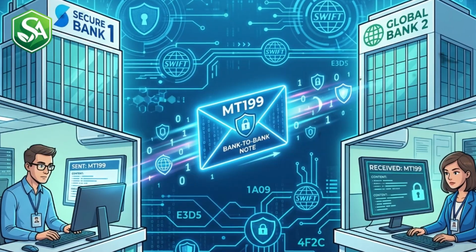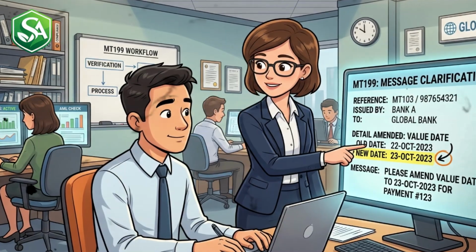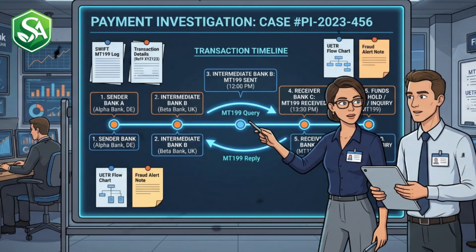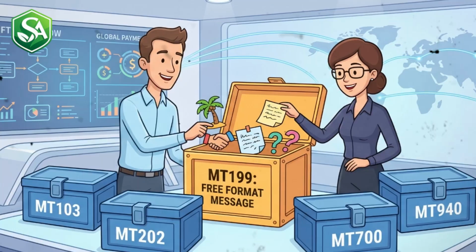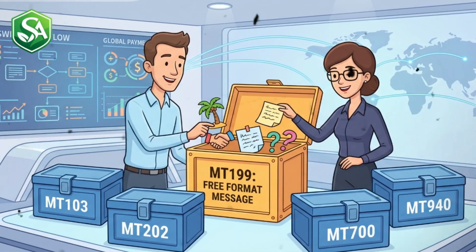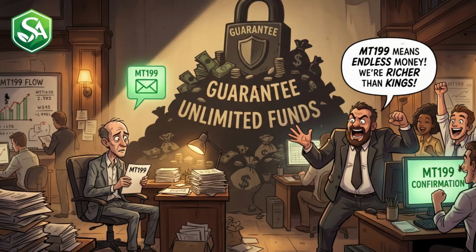It is more like a bank-to-bank note. It can ask a question. It can provide clarification. It can confirm something. It can respond to a situation. It can support a payment investigation. It can communicate information when no more specific SWIFT message type fits. But because it is flexible, people often exaggerate its meaning.